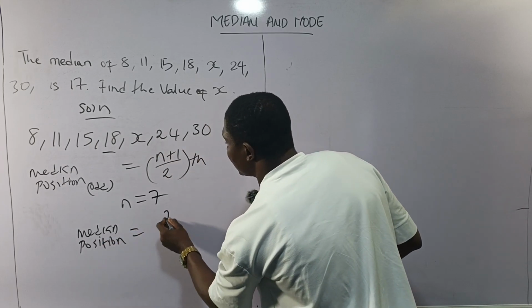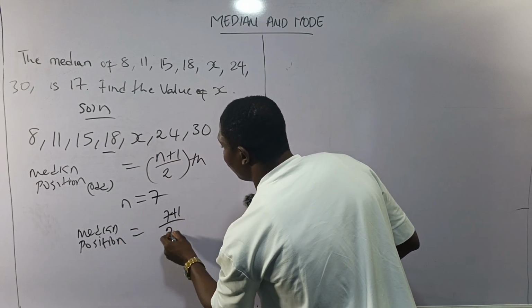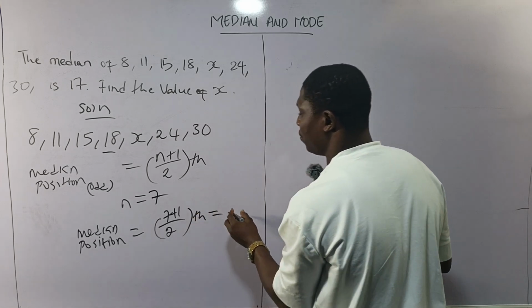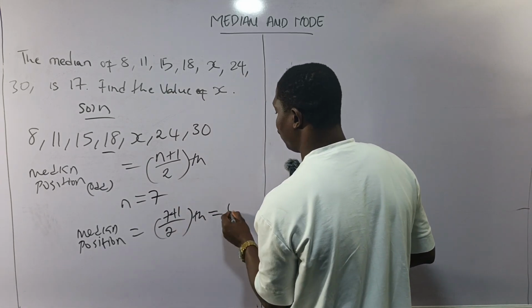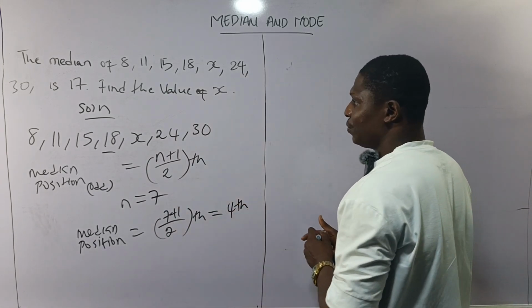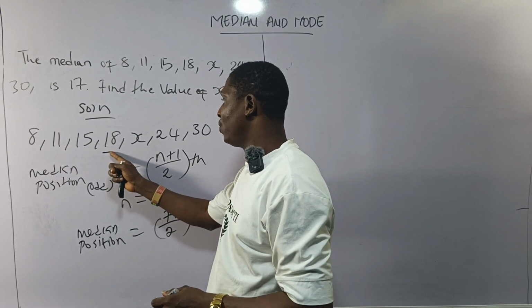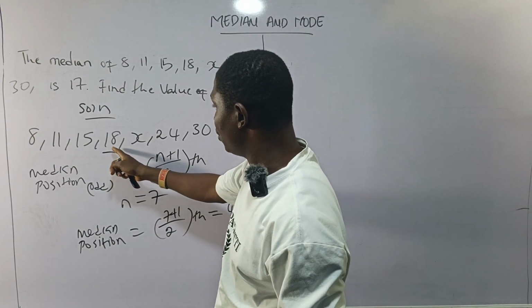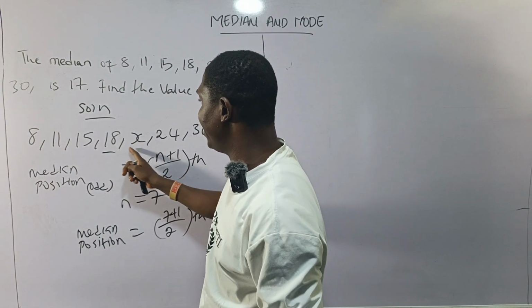So median position will be equal to 7 plus 1 all over 2, which is 8 divided by 2, 4. So the median should be the 4th position. But the 4th position now is 18. So these two should be rearranged.